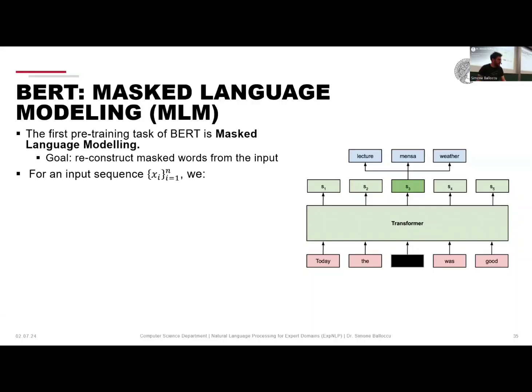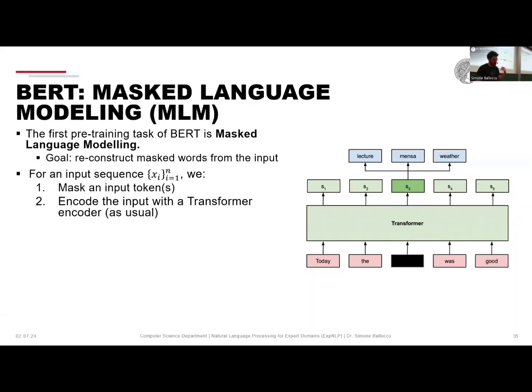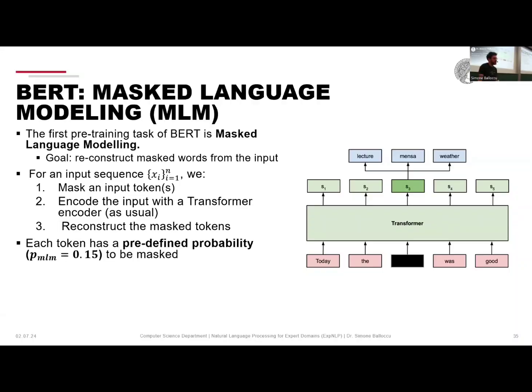So you have an input sequence like before, and you mask an input token or more than one. We'll see there are actually more than one. You encode it with your transformer and reconstruct the masked tokens, asking it to produce a probability over the vocabulary for what the token is. Each token has a predefined probability, which is 15% in our case, to be masked. And when it gets masked, it is not always in the same way. If we choose one token to be masked, 80% of the time it is replaced with the special mask token.